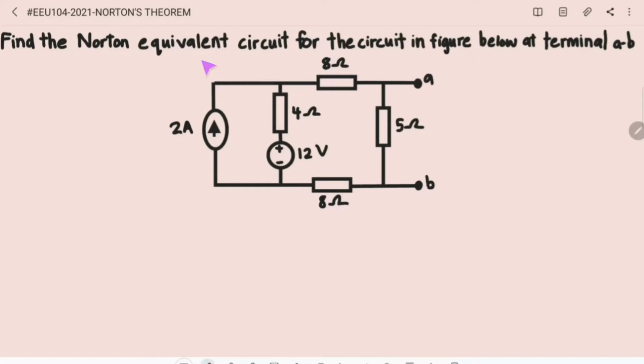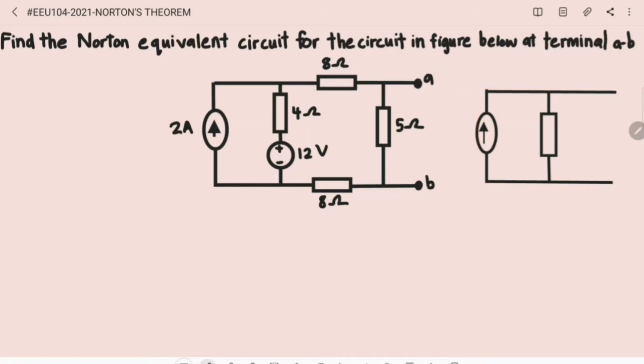This question wants us to find the Norton equivalent circuit for the circuit in the figure below at terminal AB. We need to redraw this circuit into the Norton equivalent circuit, which consists of I Norton in parallel with the R Norton. There are 3 steps for us to find the R Norton.